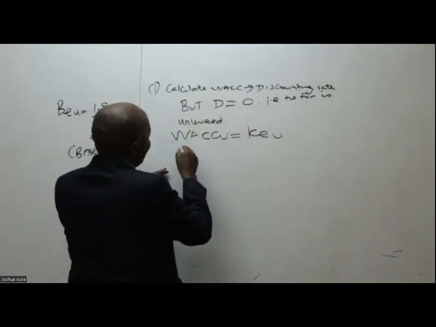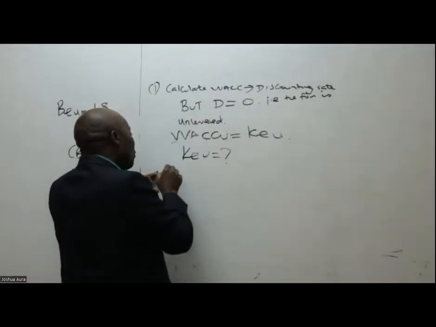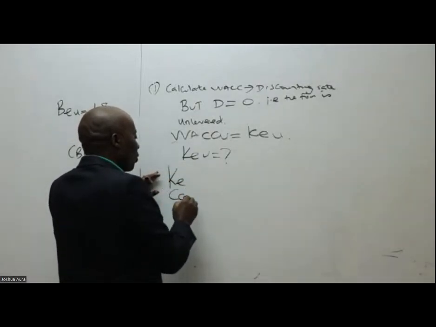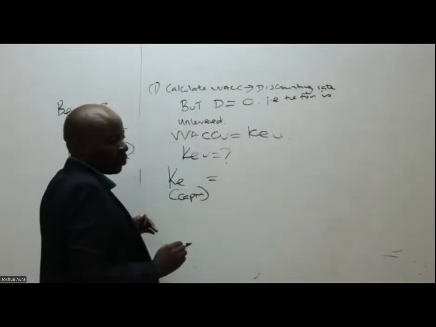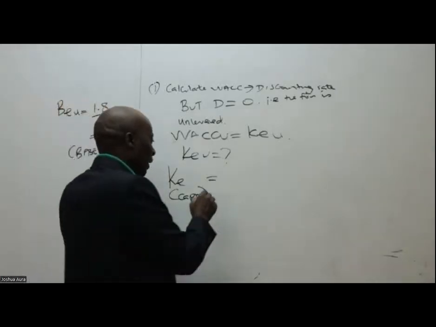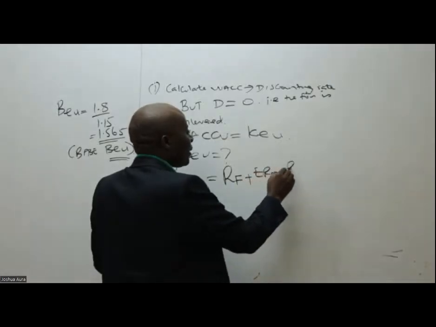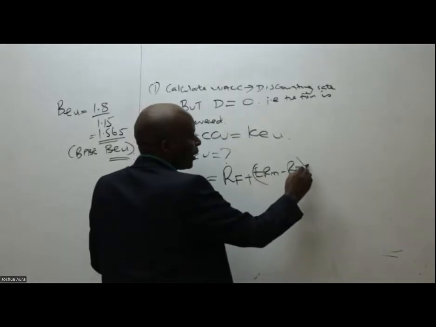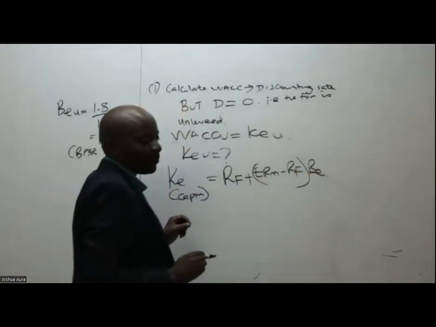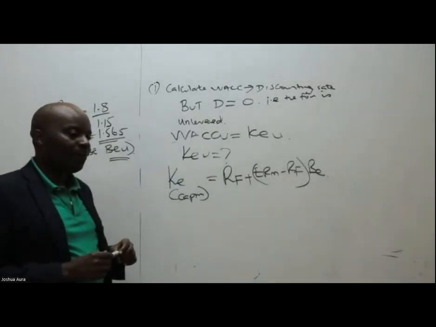So how do we get this Ke U then? First of all, we know one of the functions of CAPM is to calculate cost of equity. And this CAPM goes like this: CAPM will be equal to risk-free rate plus expected return of the market minus risk-free rate, multiplied by what here, somebody? Beta equity. Multiplied by beta equity.